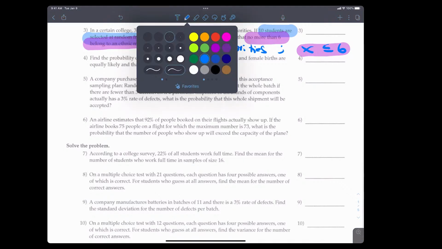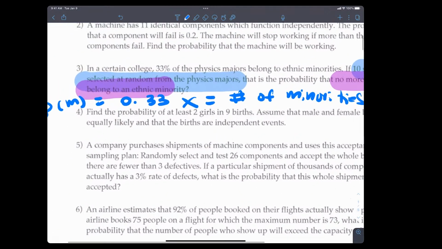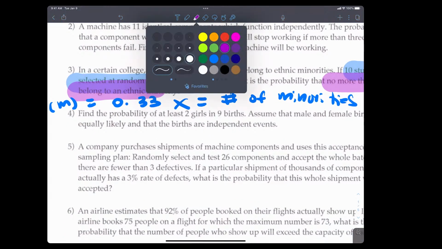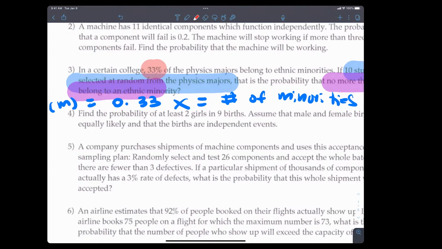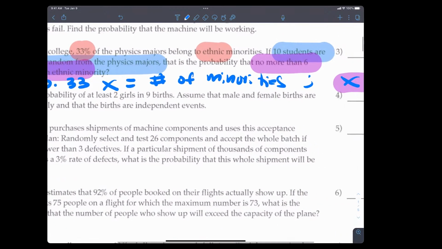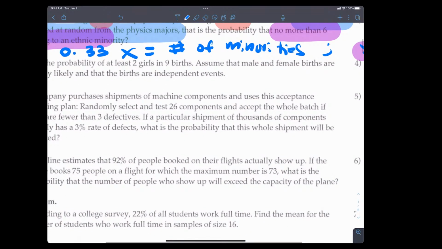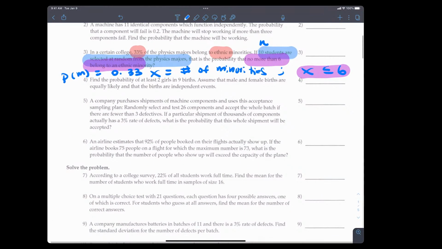Now remember, the probability of being a minority is actually 0.33. And you say, why is that the case? Because they told you 33% are minorities, and the decimal representation of 33% is 0.33. So let's keep this in mind here. We're selecting 10 students. This is N. X is the number of minorities. Little p, here's my little p, ladies and gentlemen.